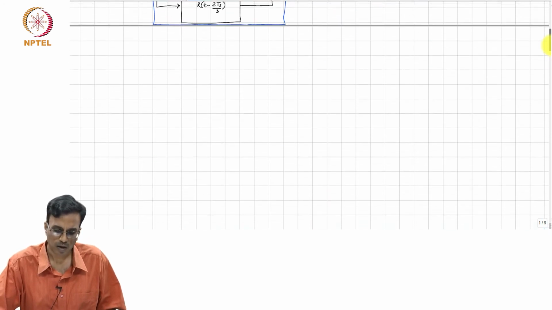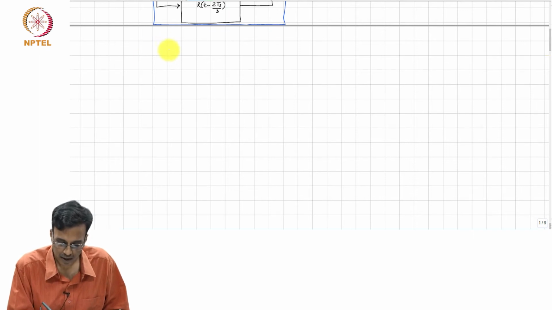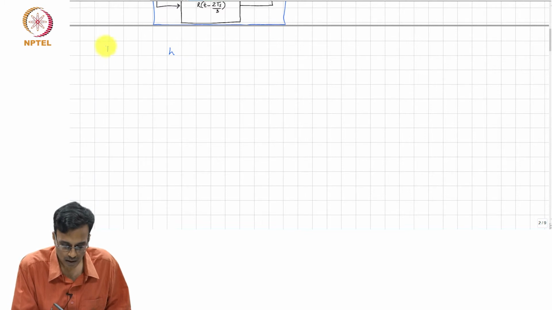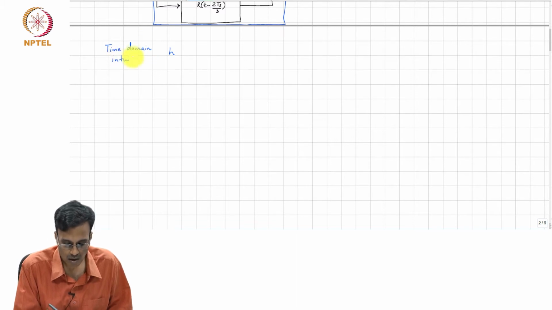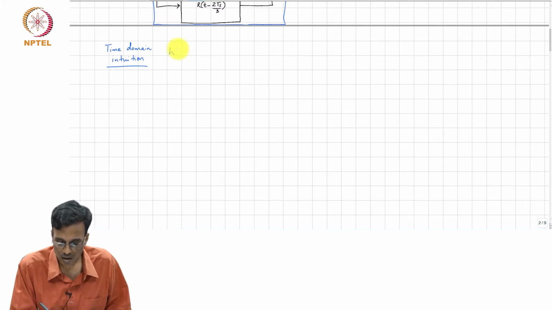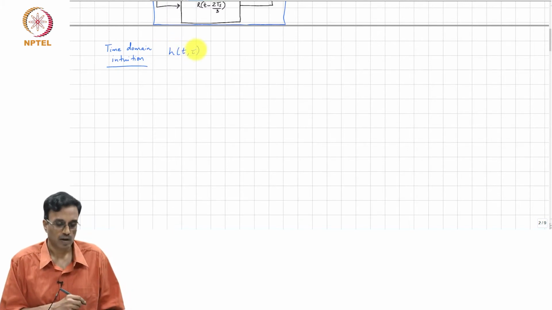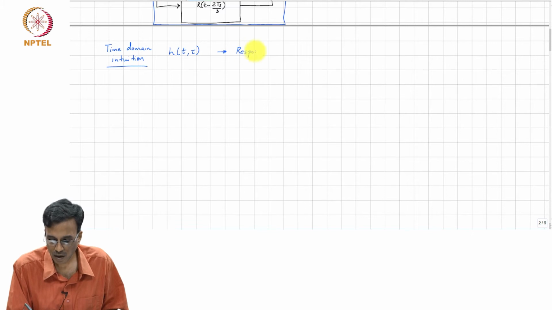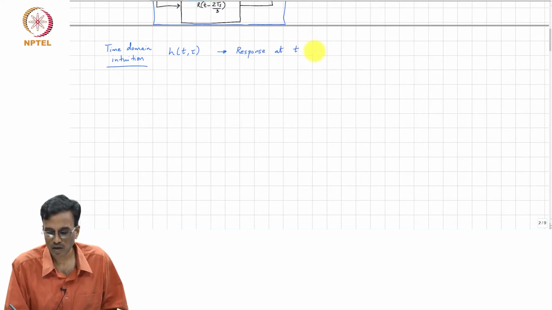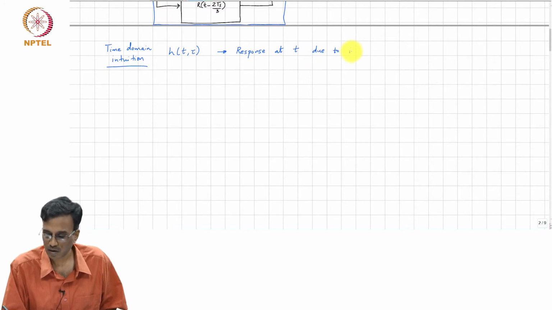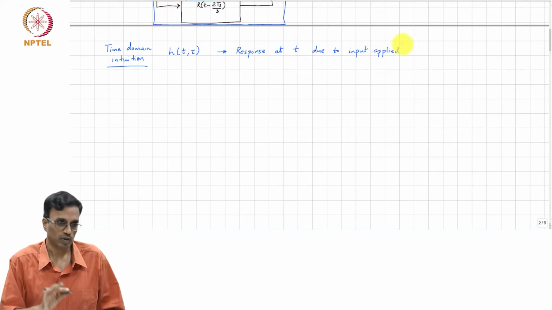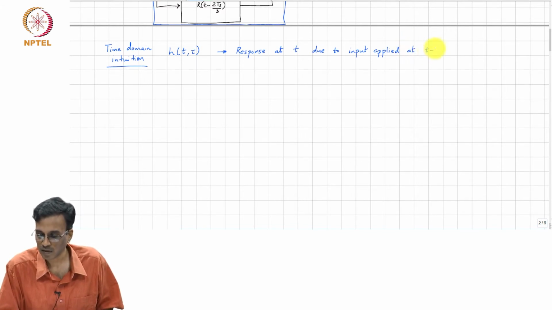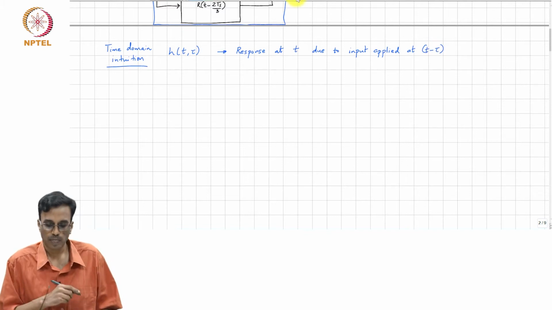So, remember, when we talked about LPTV system, we said that in the time domain, h of t comma tau represents in an LPTV system the response at time t due to input applied at tau before the point of observation, which namely is at t minus tau. All right.